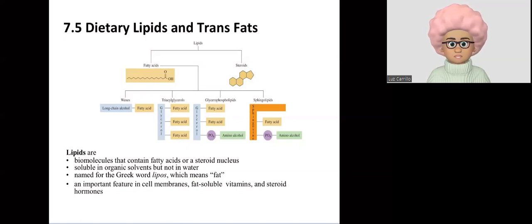Why are lipids important? Well, these biomolecules are actually important features of cell membranes, fat-soluble vitamins, and steroid hormones. Steroid hormones are actually biomolecules that are important in the development of the human body. It is important to note that when it comes to lipids, these molecules are soluble in organic solvents, but not in water. So this suggests that these molecules are overall nonpolar.